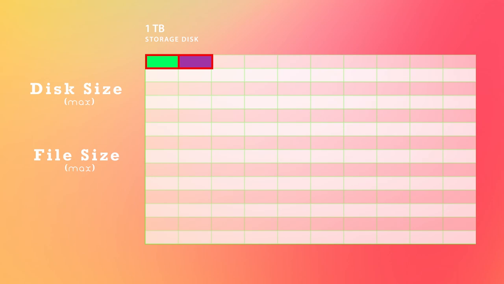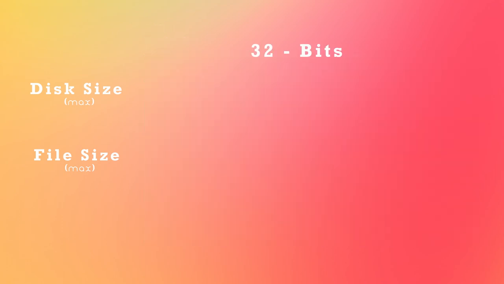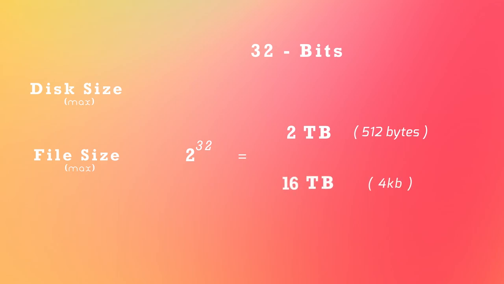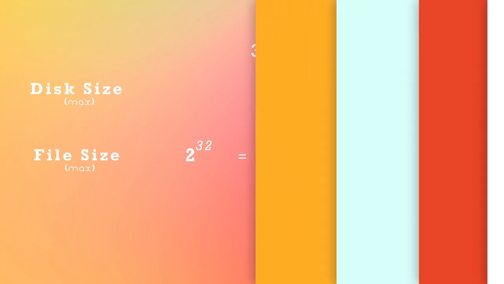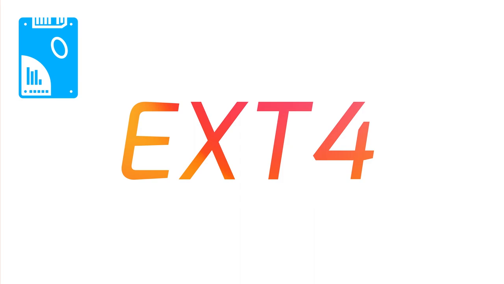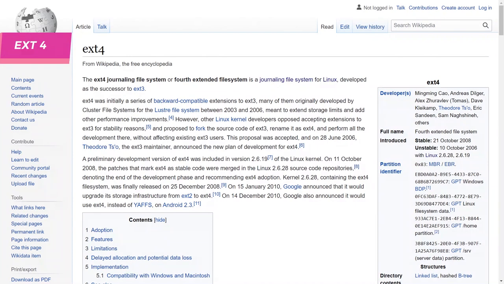For example, if you use 32 bits for addressing data blocks on disk, the total address possible is 2 to the power 32, which is 2 terabytes for a block size of 512 bytes, and 16 terabytes for a block size of 4 kilobytes. This was a very broad overview of how a file system works. Alright, now let's start with our first file system, which is EXT4. The fourth extended file system is a journaling file system for Linux. We'll come to the journaling part in a bit.